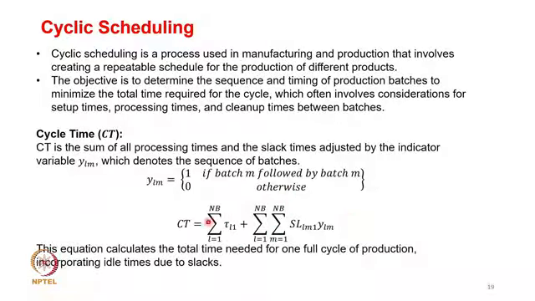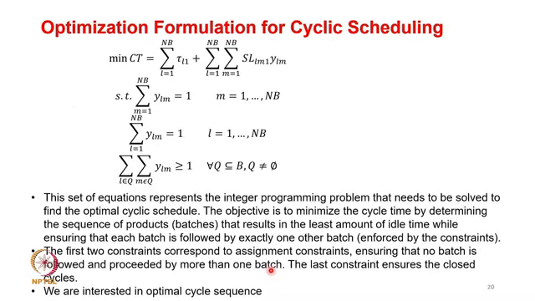So you have the cycle time, but now you integrate the slack time also, because that is something you need to operationally minimize. What you eventually need to do is find a schedule, or the sequence you need to follow, such that you minimize the slack time. You computed the slack time and you want to minimize that, and you have multiple constraints. All of them together represent an integer programming problem that needs to be solved to find the optimal cyclic schedule.